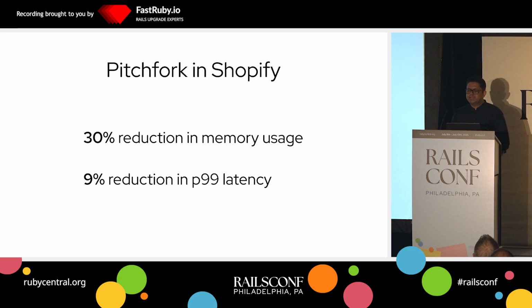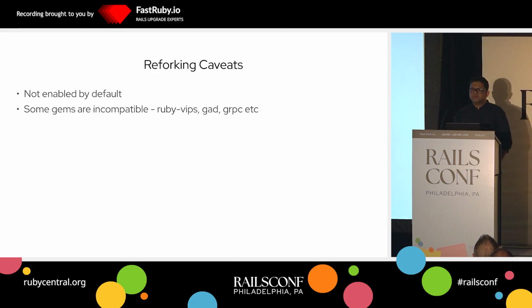Here's the publicly shared data from Pitchfork's deployment on the main Shopify monoliths. They reported a 30% reduction in memory usage. More importantly, they achieved a 9% reduction in P99 latency. These are significant, measurable improvements at a massive scale. Of course, there are some caveats. Reforking isn't enabled by default, and there are a few gems which are incompatible. You also have to ensure that your application is fork safe.